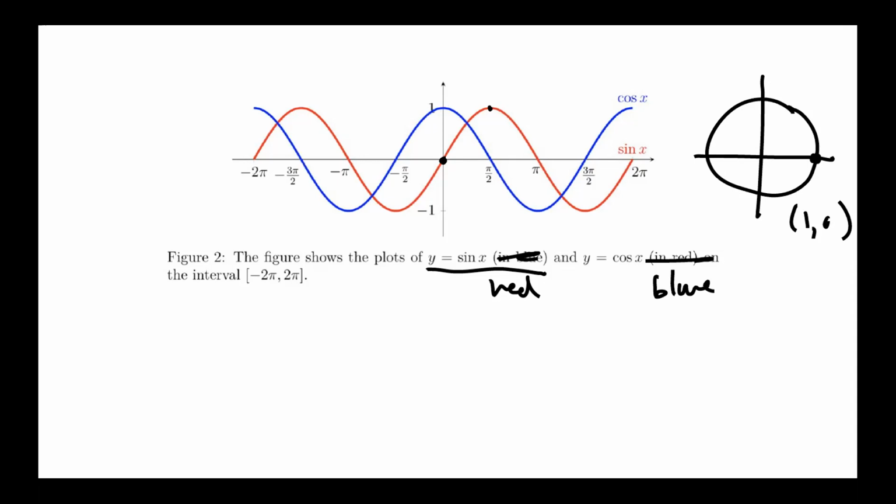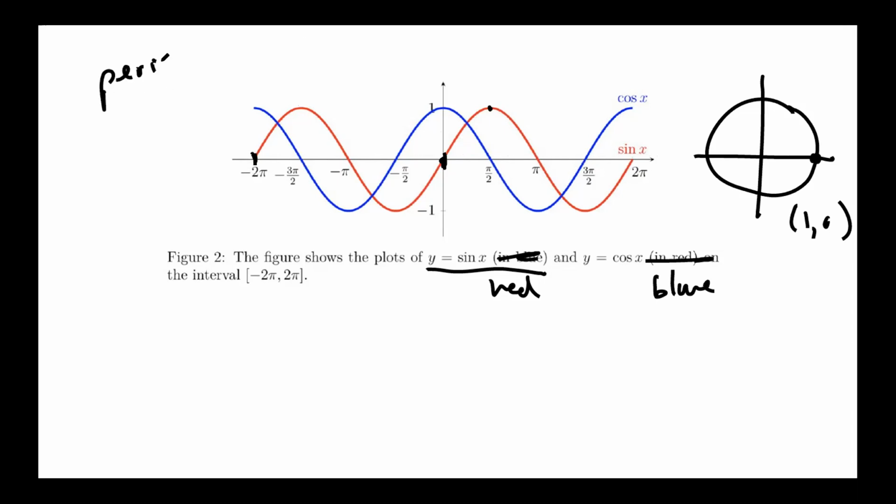So a few things to keep in mind for these two graphs. Notice how they actually repeat over the interval of 2 pi. So every 2 pi, the sine function will make the same shape again. So here it makes the shape, and then after 2 pi, it makes the same shape again. And for cosine, it's also repeating. It's also periodic.